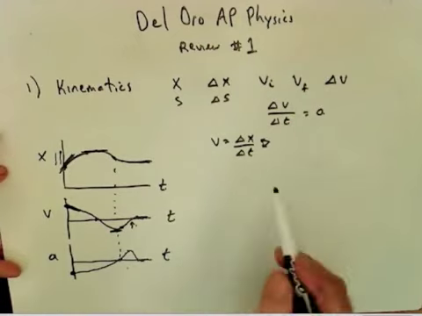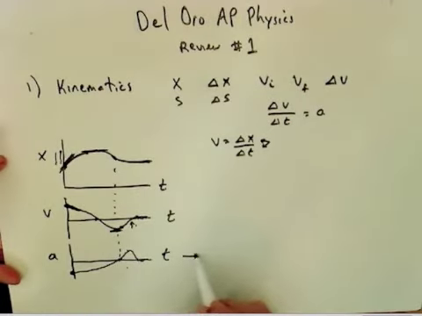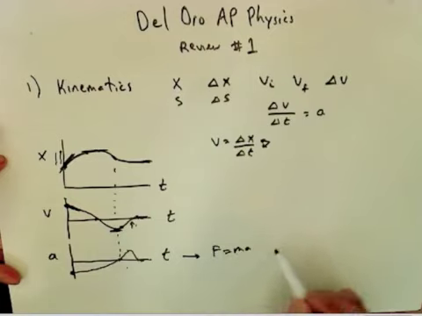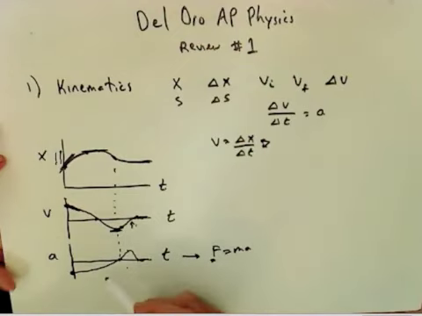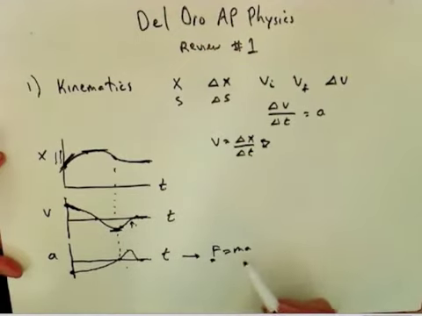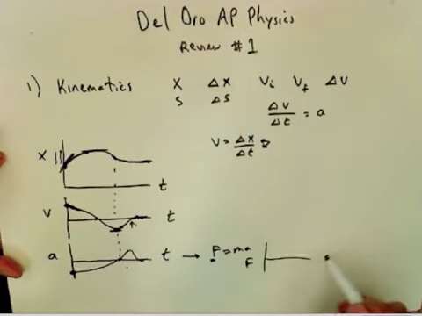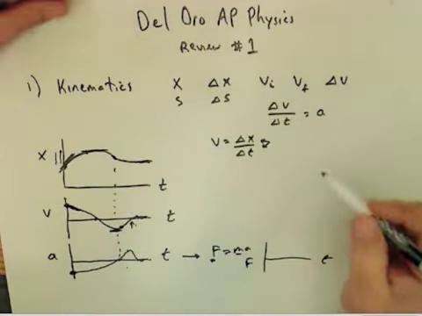One last thing, not necessarily kinematics: since Newton's second law is F equals ma, and this tells you a, then the force versus time graph would be the same general shape, although shifted in magnitude because of the mass. That's kinematics.